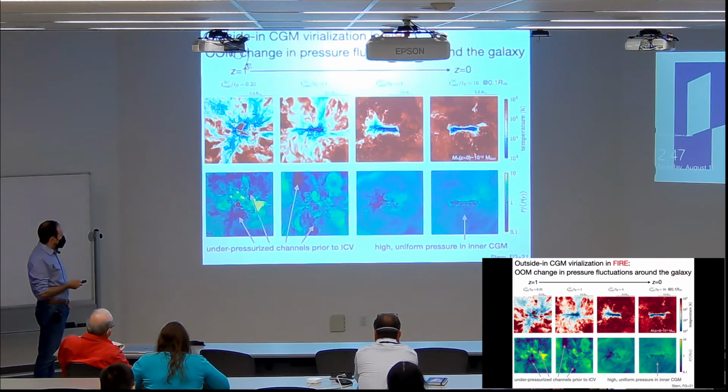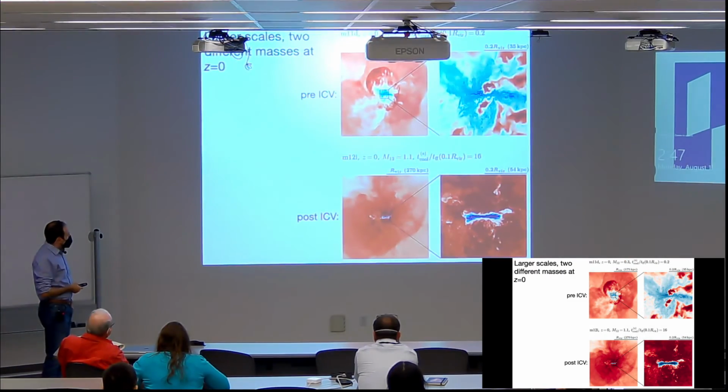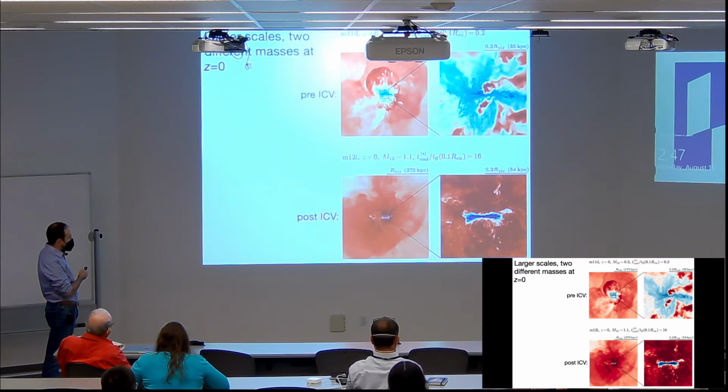Here are a couple other images from the simulation to illustrate the outside-in character of CGM virialization in the cosmological simulation. These images are all at redshift of 0, but I've selected two different galaxies. The one at the bottom is the same as on the previous slide, but the panel on the left zooms out a little bit, so you can see how the hot gas extends out to at least the virial radius. The top panel is new, and it's a lower mass galaxy, which by z of 0 has not yet completed the virialization of its CGM.